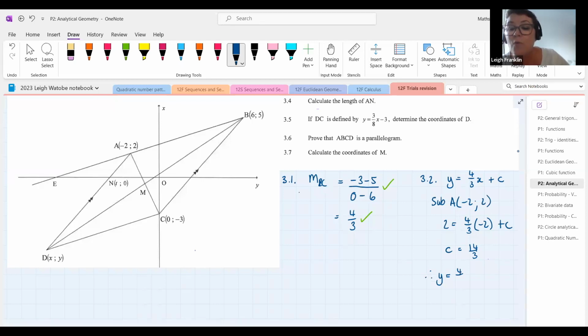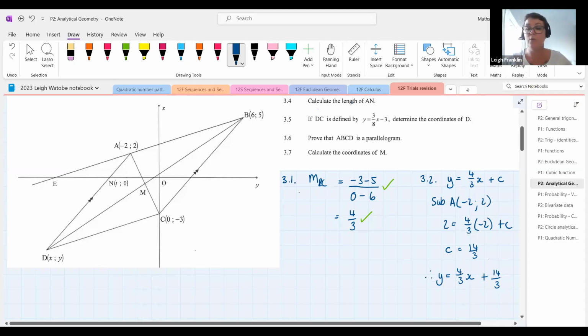So that would be 4/3x. Don't leave the x off. A lot of students are in a hurry in a question like this, and then they leave the x off, and it would actually technically be wrong. Plus 14/3. Perfect. Well done, everybody.